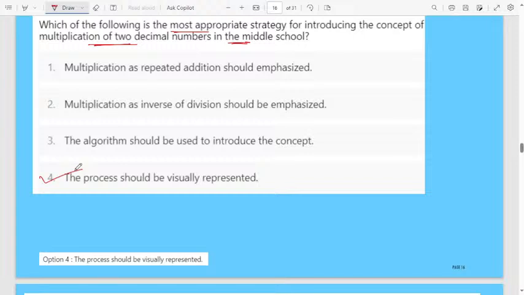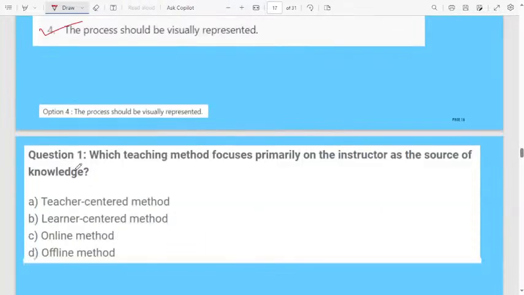For teaching how to multiply two decimal numbers, first we have to explain on the board visually. We will consider two decimal numbers, then we will start explaining how we can multiply the decimals. Once you multiply the decimals, how you will put the decimal point, everything we have to visually show to the students.